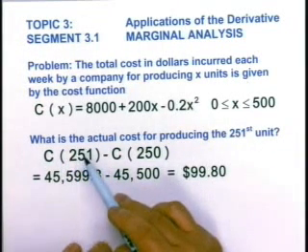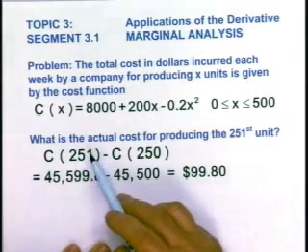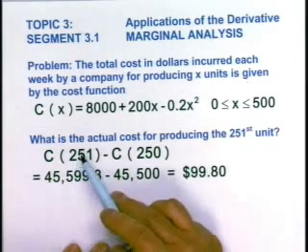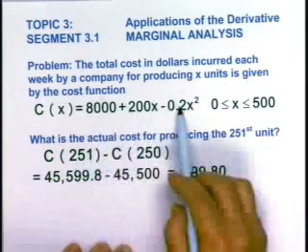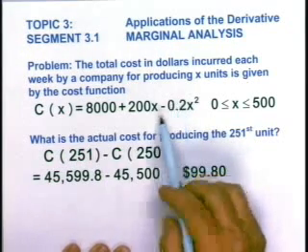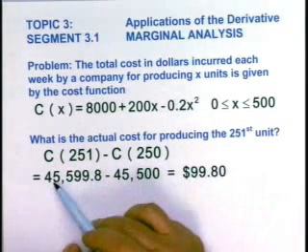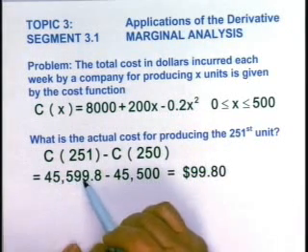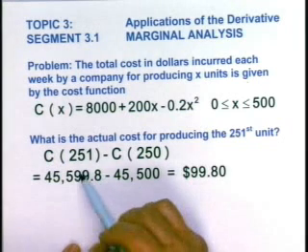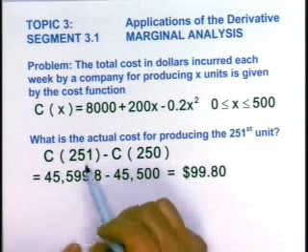What I would do to work this problem algebraically is find out what the total cost is for producing 251 units. First, I would do this by substituting 251 into the cost function. This yields a total cost of $45,599.80 for producing 251 units.